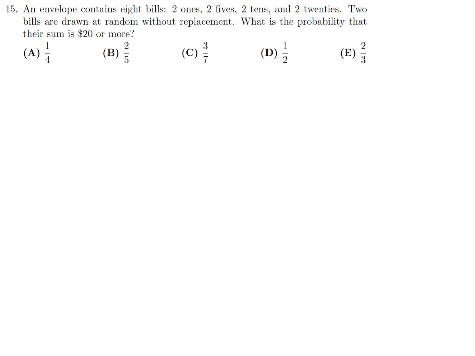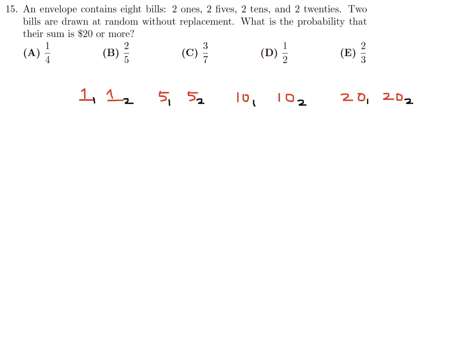An envelope contains 8 bills: 2 $1s, 2 $5s, 2 $10s, and 2 $20s. 2 bills are drawn at random without replacement. What is the probability that their sum is $20 or more? So we've got 1, 1, 5, 5, 10, 10, 20, and 20. Now, what I'm going to do is call them 1 and 2, since there's 2 of each, to avoid confusion. Each of them I'll designate as the first bill and the second bill, like that.